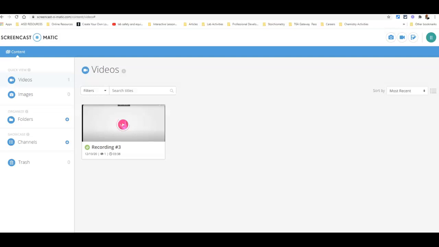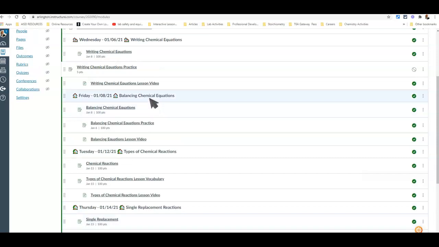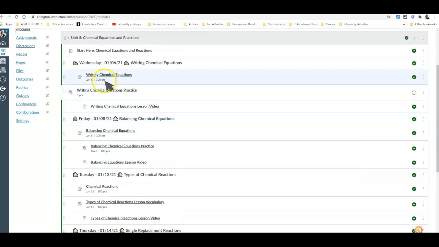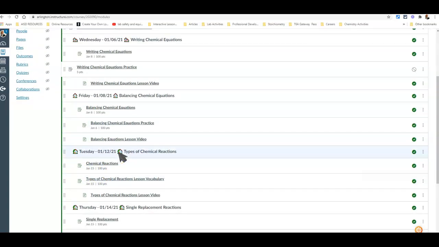Today's lesson is mostly a combination of all the lessons and activities that we've covered under Unit 5. In Unit 5 we did writing chemical equations, balancing chemical equations, and then types of chemical reactions.